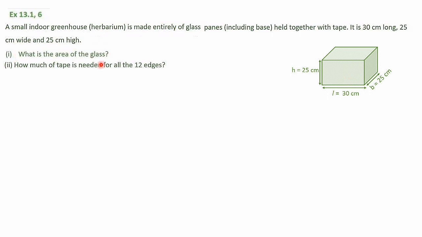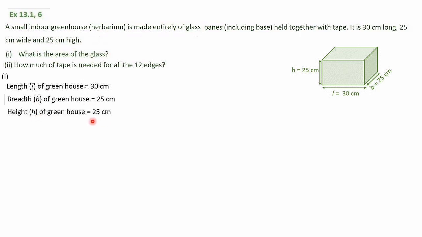So to find the area of the glass, we have to find the area of all these glass pieces and add them, which means we have to find the total surface area of the cuboid, because all the face areas we have to calculate. Let's write down the given measurements. Length is 30 cm, breadth is 25 cm and height h is 25 cm. As I mentioned before, area of the glass means the surface area of the greenhouse, and the greenhouse is in the shape of a cuboid.